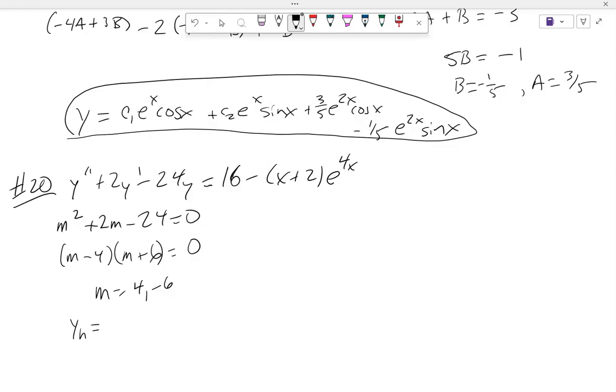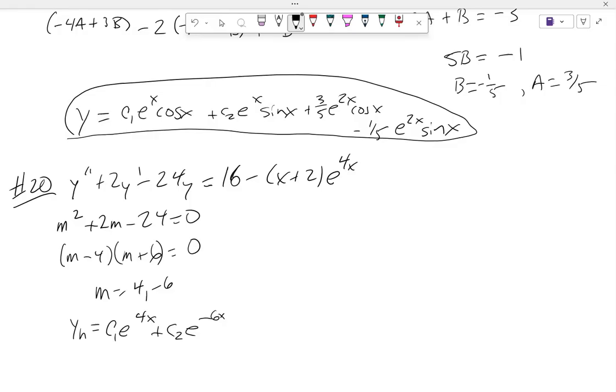Homogeneous solution. Solution to the associated homogeneous equation: C1 e to the 4x plus C2 e to the negative 6x. That okay?